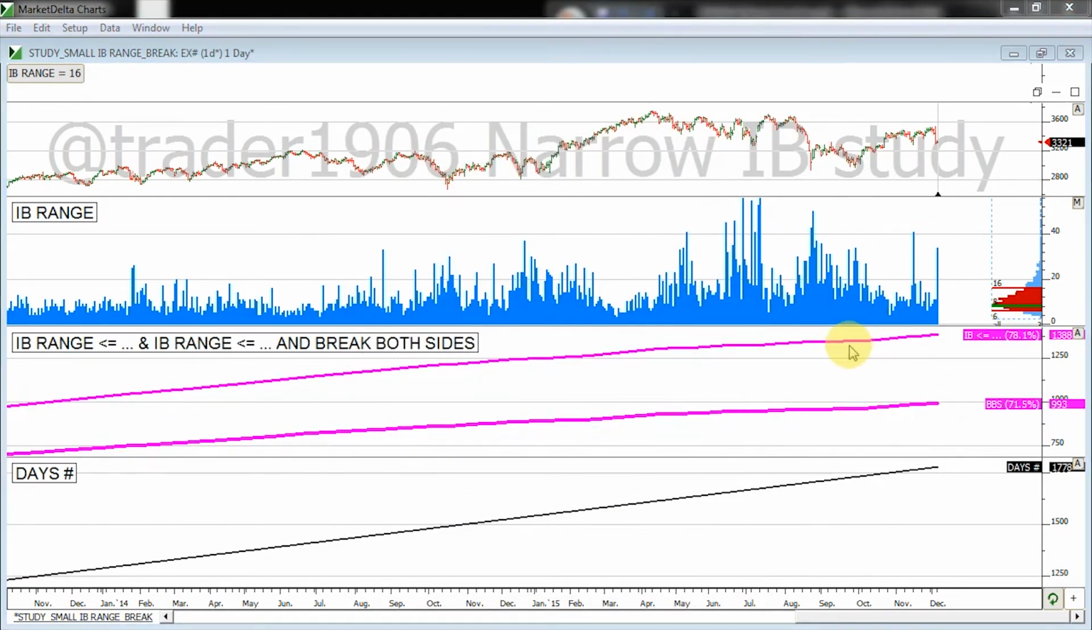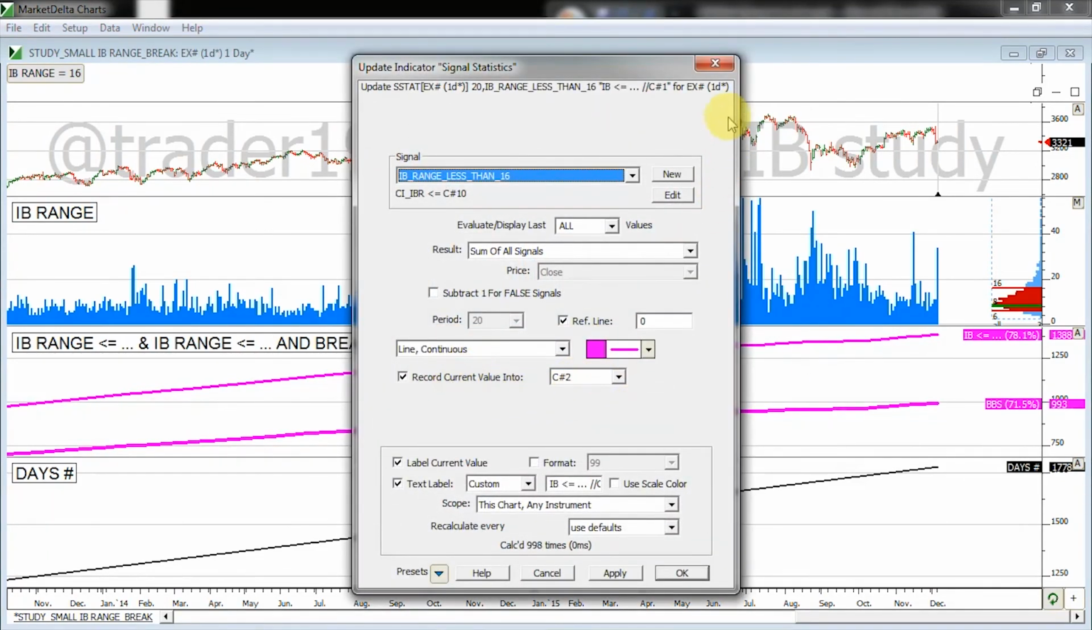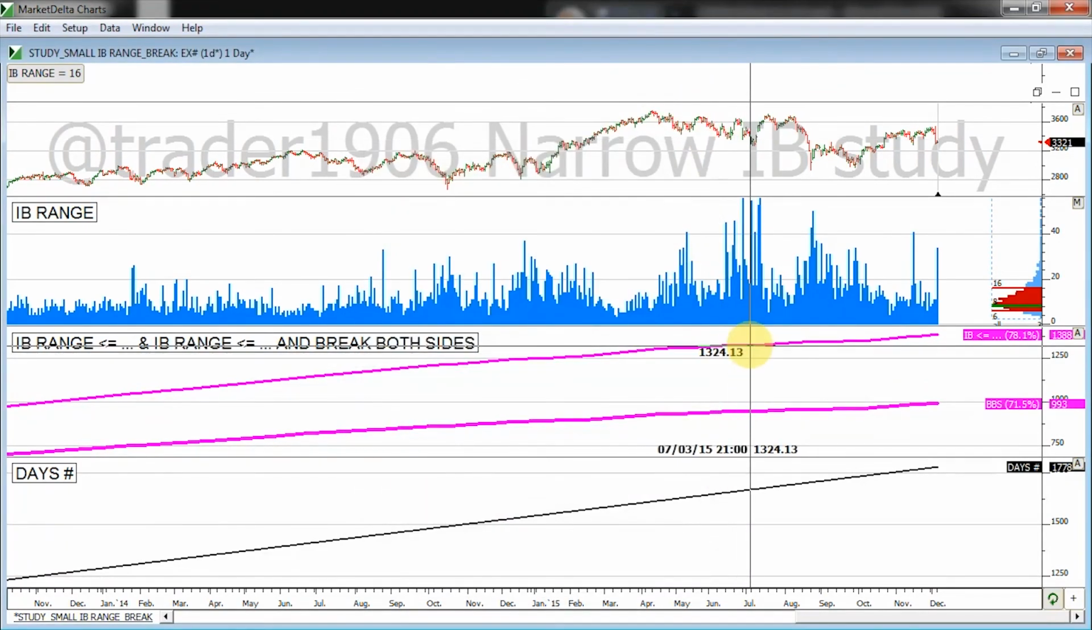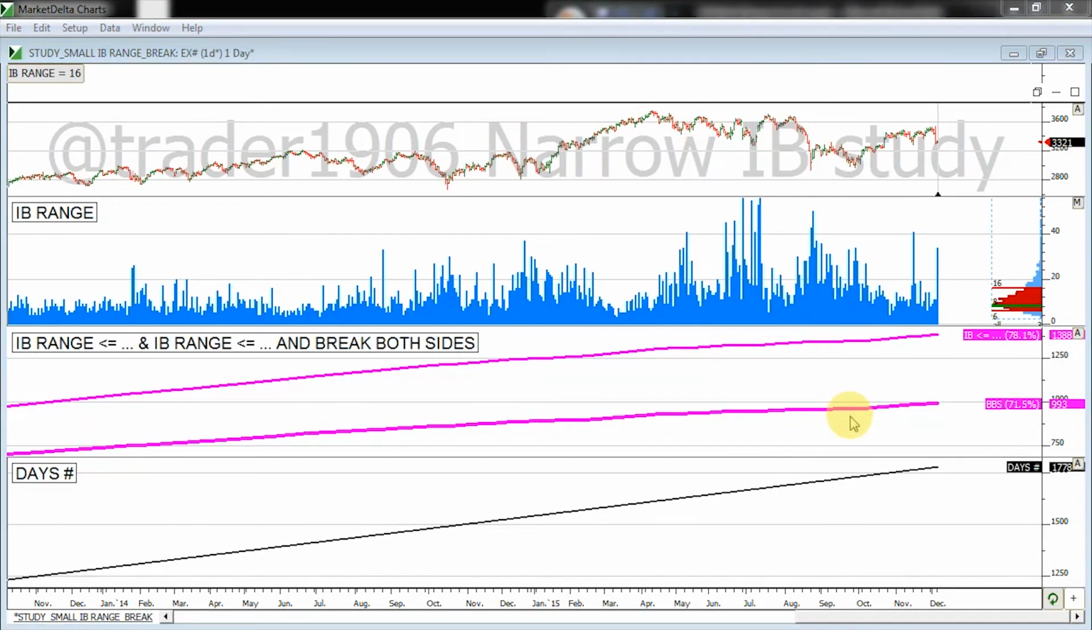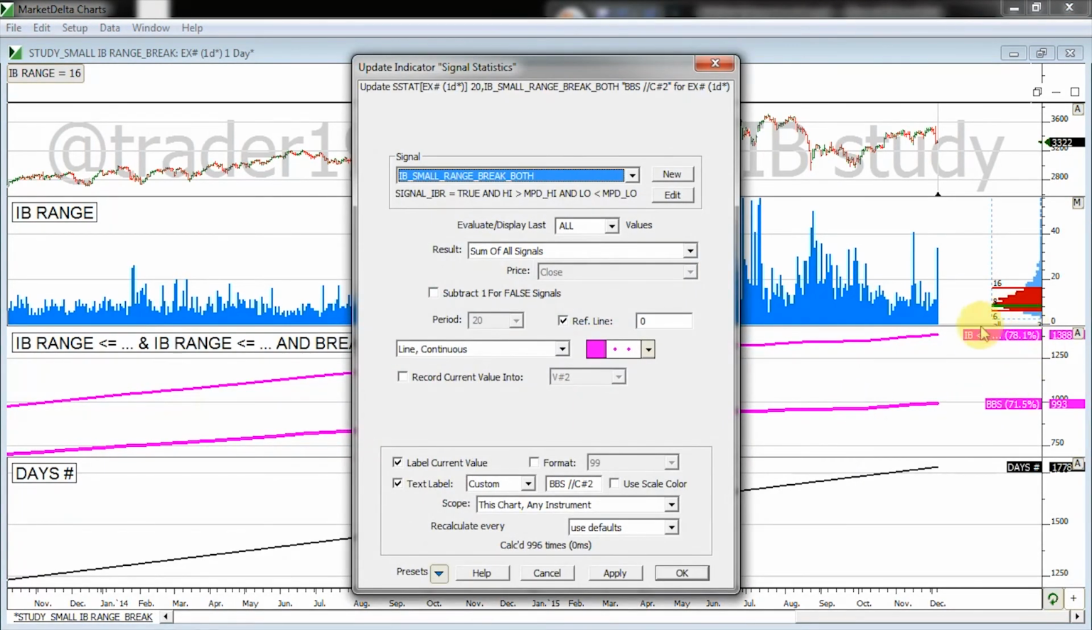And also note that I've saved the IB range as cPound2, and then when we look at break both sides, we're interested in how many were less than 16, and then how many broke. So we're looking at the ones that broke over all of them. So we're looking at 993 over 1388. To get that 71.5, we use the same idea. We use / cPound2, and then that gives us our 71.5%.